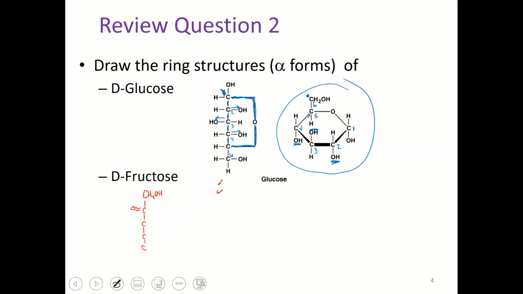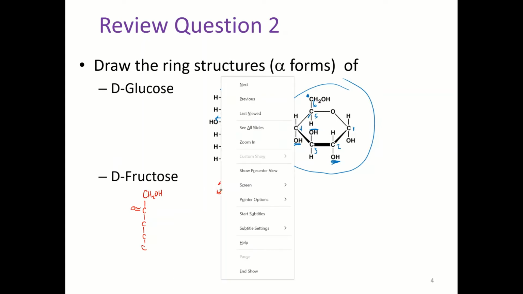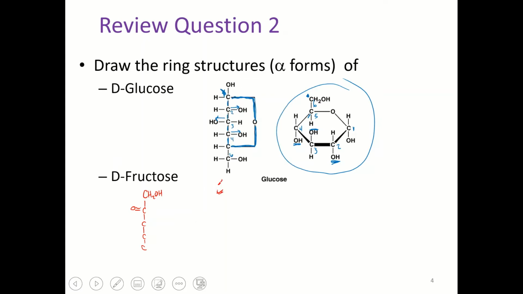And 6. Sorry, I always have trouble drawing down here at this part of the screen because my hand is on the screen. So C6 would be CH2OH. Okay, and the pattern from carbon 3 on would be left, right, right.